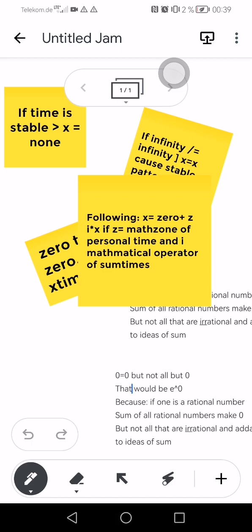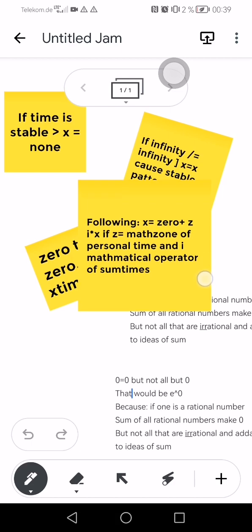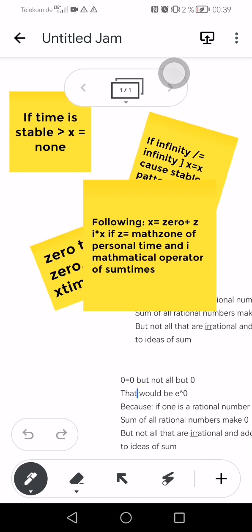z times I times x, if I times x is, for example, something like, if I multiply I times 3, I have the number 2.33 or 2.13. That means it's a mathematical operator that calculates a matrix into math.